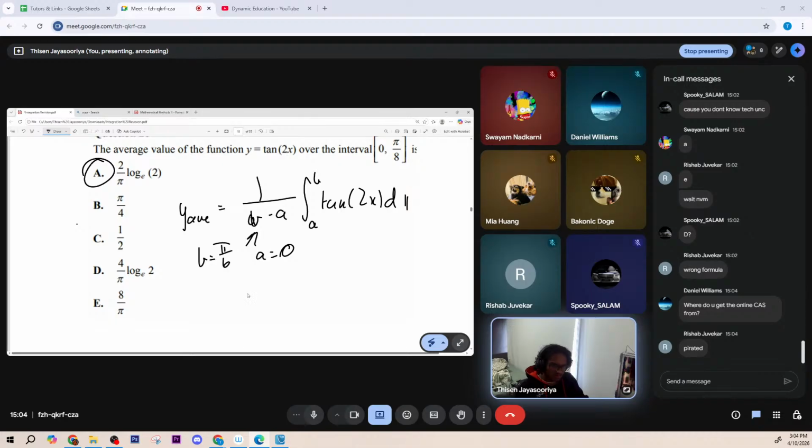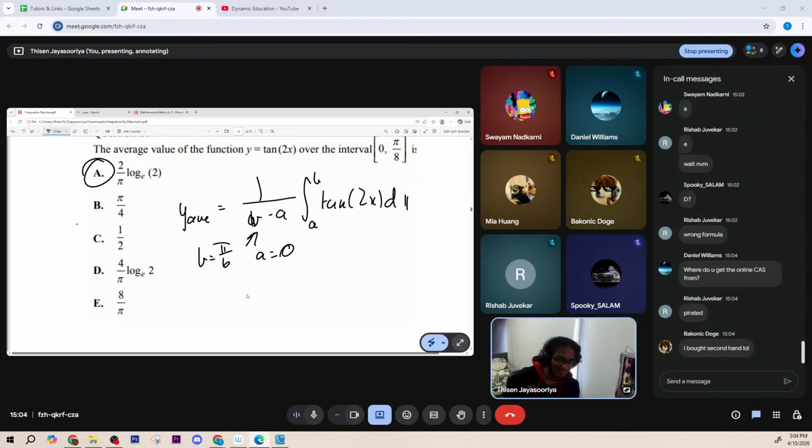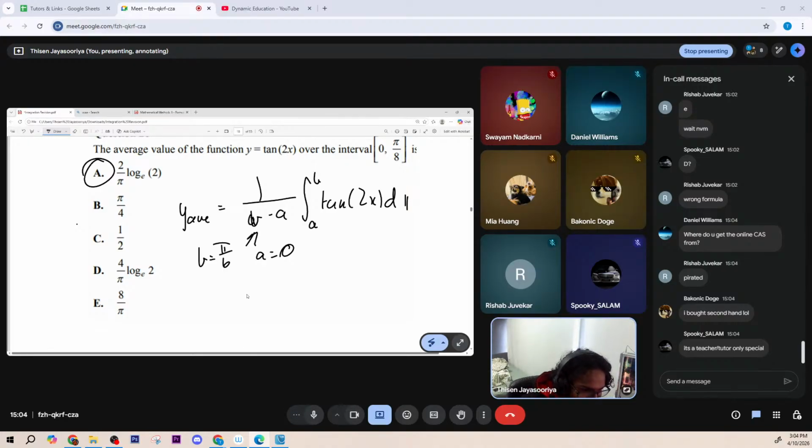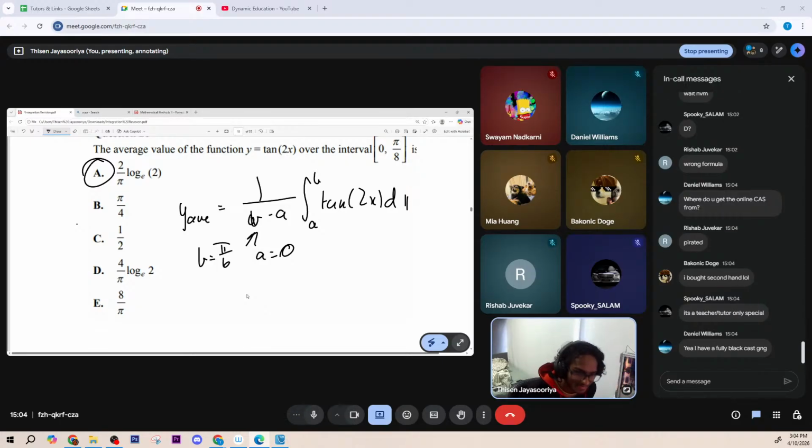Where do you get your online CAS from? It comes with the calculator, guys. Like, here's my CAS. You can't use this one because it's mine, and I've already done it. I bought a second hand one. No, it's not a teacher student. You can genuinely download the CAS software. You don't need it, though. Use the CAS that you have in front of you, because that's the thing that you take into the exam. I'm going to use this one because I need to show you guys what I'm doing.